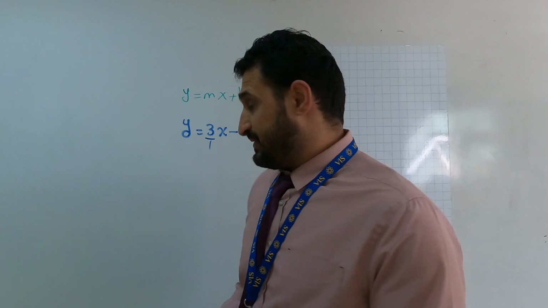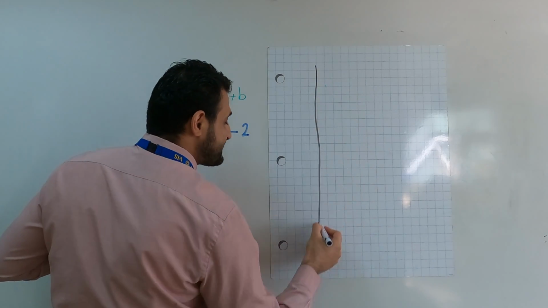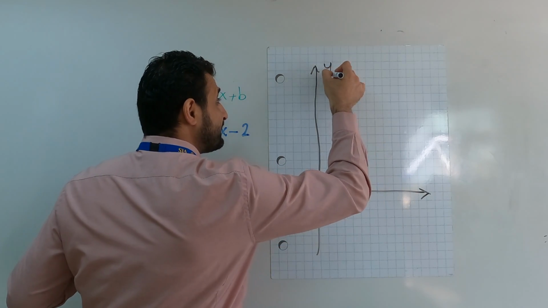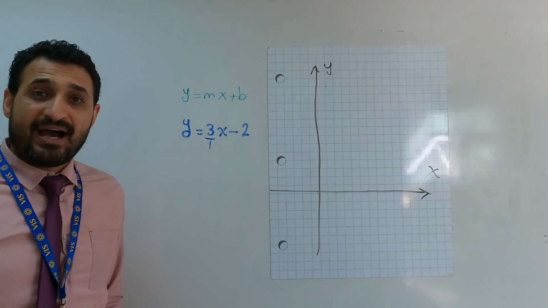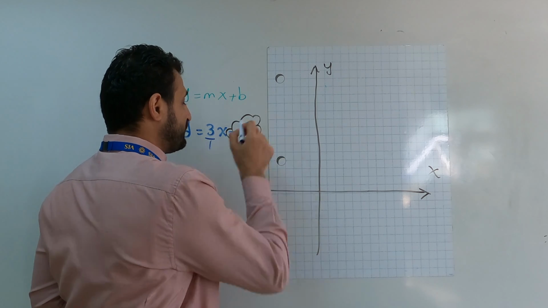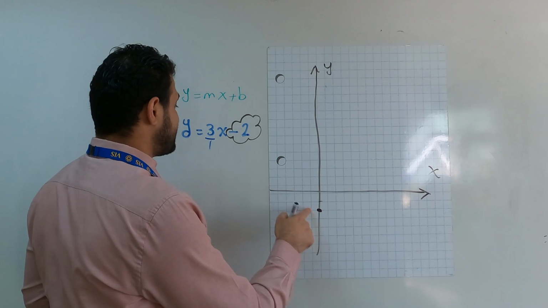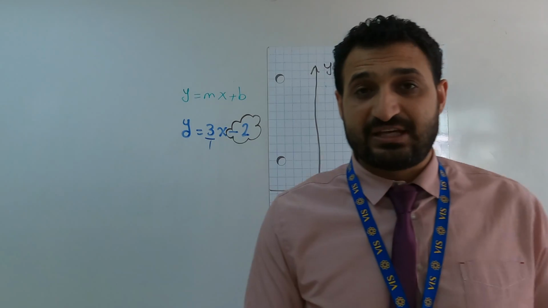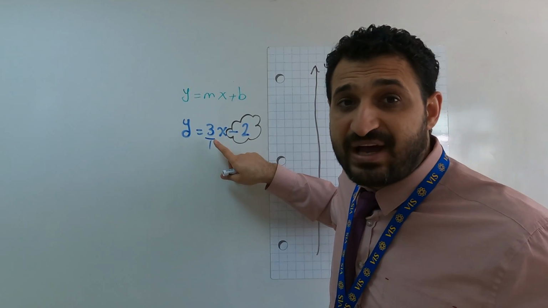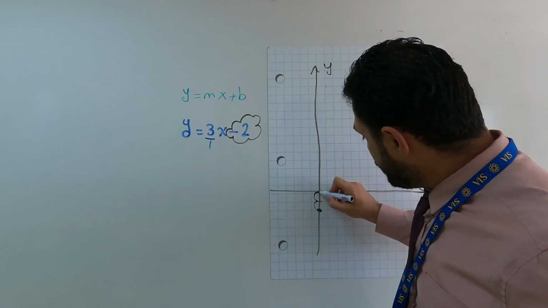Now how to graph it? If this is the y-axis and this is the x-axis, I will start with the y-intercept. I always start with b, which is the y-intercept. So negative 2: 1, 2. Put it here on the y-axis. And here the slope is 3, which is 3 over 1. So rise is 3, run is 1. So I will move 3 units up: 1, 2, 3.